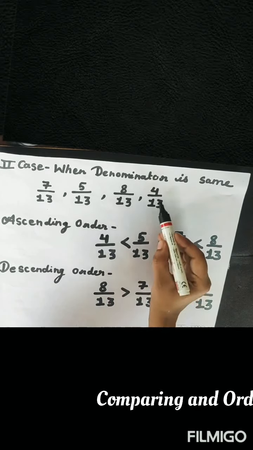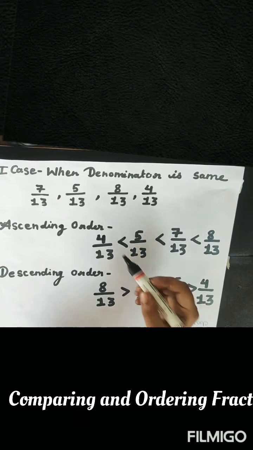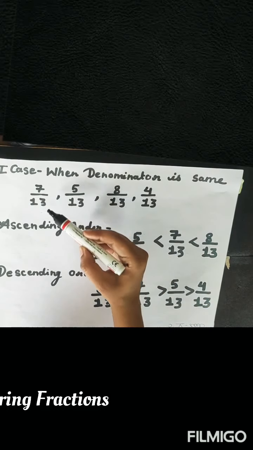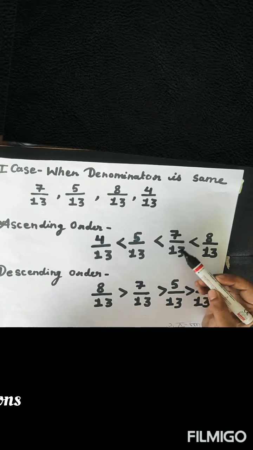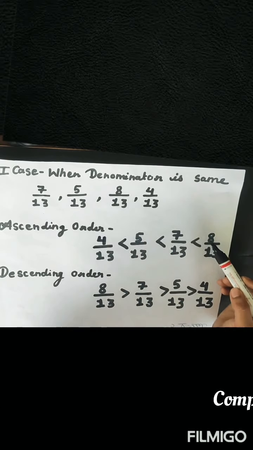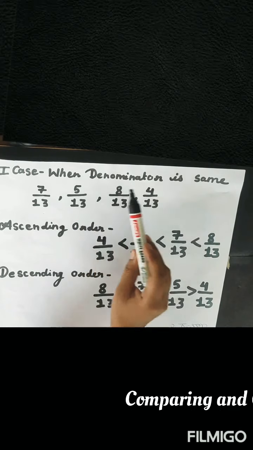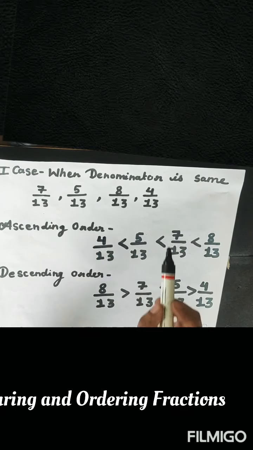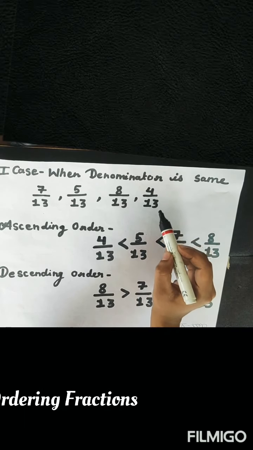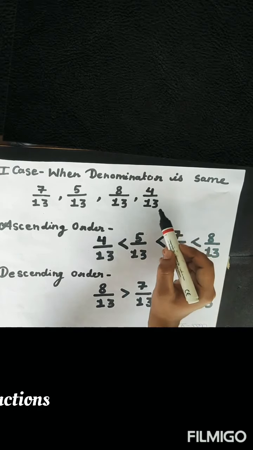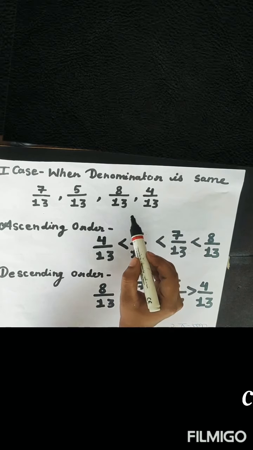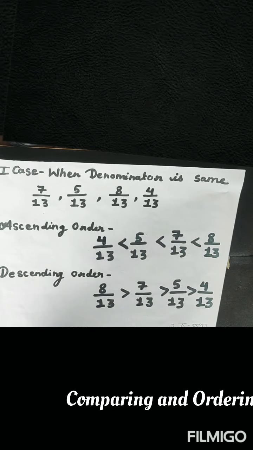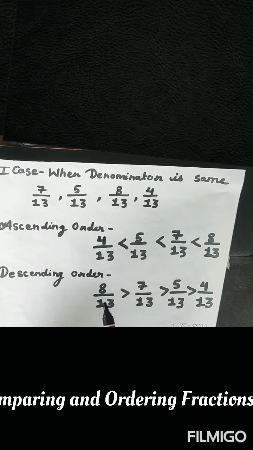So here 4 by 13 is the smallest one. 5 by 13 is more than 4 by 13. Then 7 by 13 is more than 5 by 13. And 8 by 13 is the biggest fraction. So when the denominator is the same, we will look for the smallest numerator. The fraction with the smallest numerator will be the smallest one, and the fraction with the biggest numerator will be the biggest one. In the same way, you can arrange these fractions in descending order also.